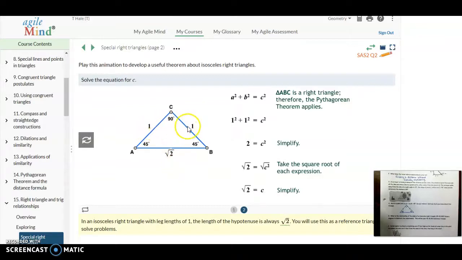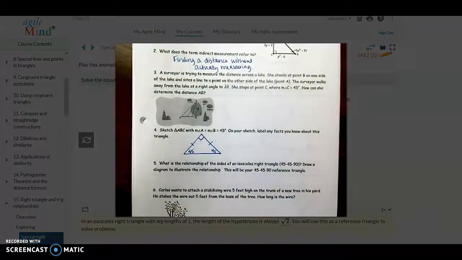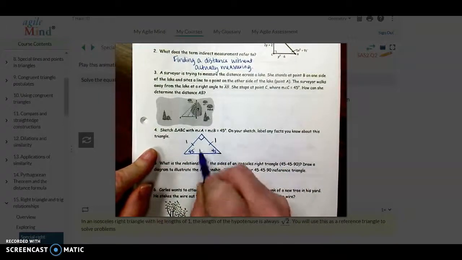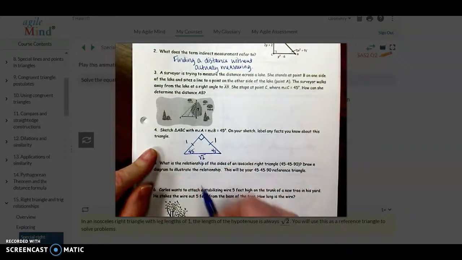The legs are going to be congruent to each other. So whatever this side is, the other is the same thing. And then to find the hypotenuse, we're going to take this number and multiply it by the square root of 2. So this is the same thing as 1 square root of 2. We just don't write the 1 out in front. So like I said, this is the reference triangle. We will be using this a lot. So you'll need to go ahead and label that on your number 4. We're going to label these sides as 1 and the hypotenuse as the square root of 2.